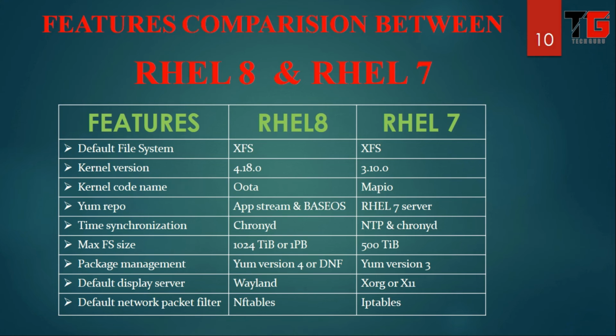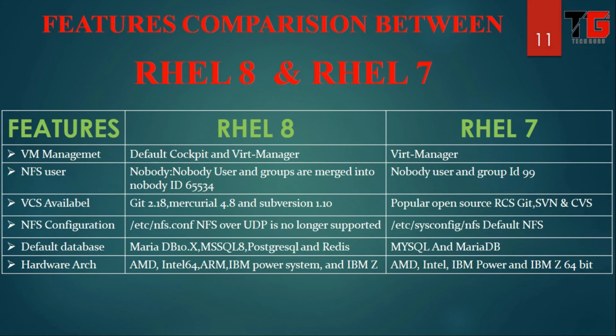Maximum file system size is 1024 terabyte, means 1 petabyte in RHEL-8, 500 terabyte in RHEL-7. Package management: Yum version 4 or DNF in RHEL-8. In RHEL-7, Yum version 3. Default display server: Wayland is the default display server in RHEL-8 and Xorg or X11 in RHEL-7. Default network packet filter is nftables in RHEL-8 and iptables in RHEL-7. VM management: default Cockpit and Virt Manager in RHEL-8. Cockpit is a default web application through which you can access the RHEL-8 server graphically and manage it. In RHEL-7 it is the Virt Manager.